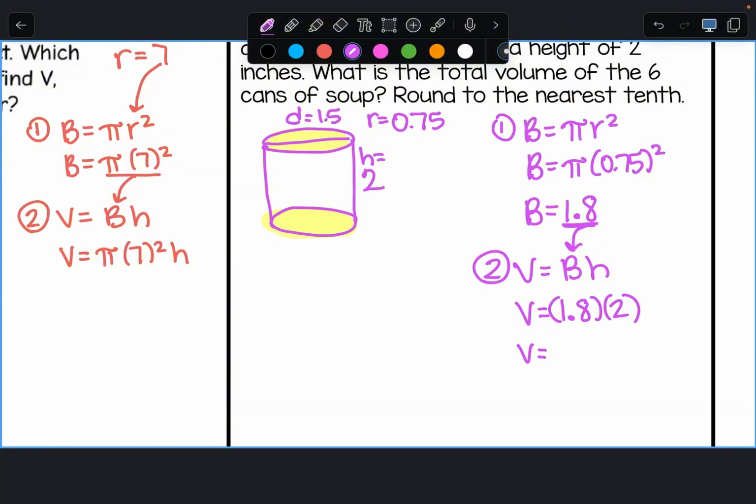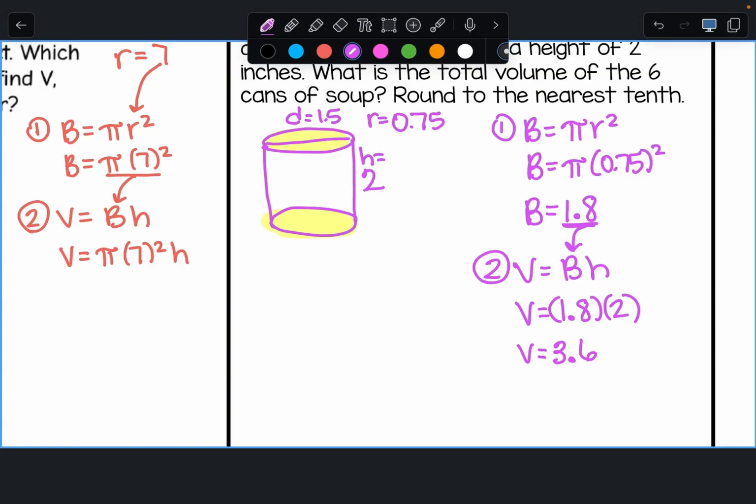Oh, Lord, I'm losing it today. What is going on? Oh, my gosh. Not enough parentheses. 3.6. Is that my answer? Round to the nearest tenth. It is rounded to the nearest tenth. It is? Mm-hmm.